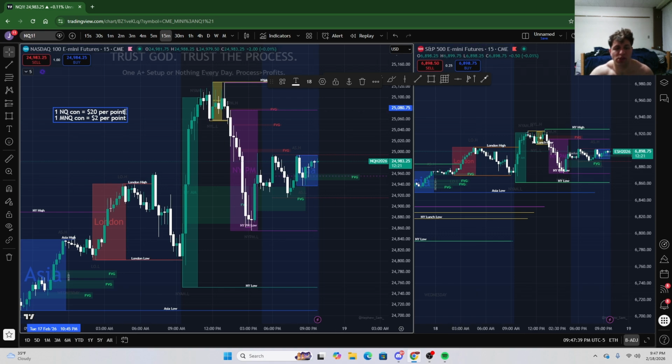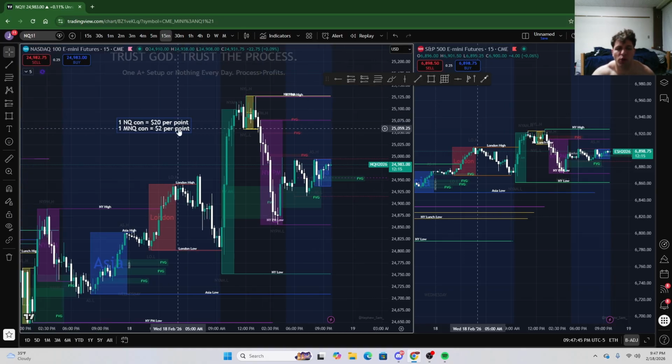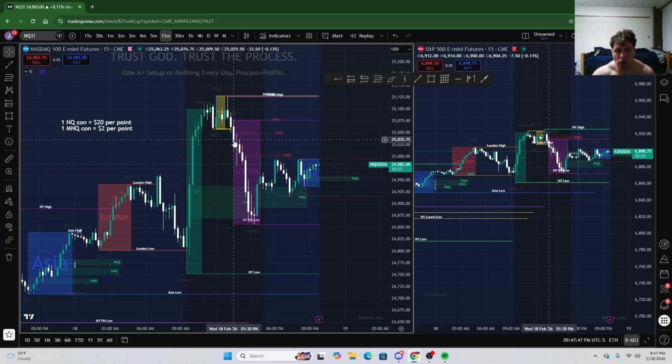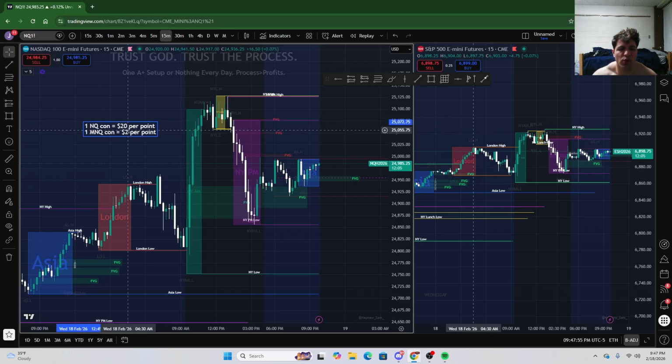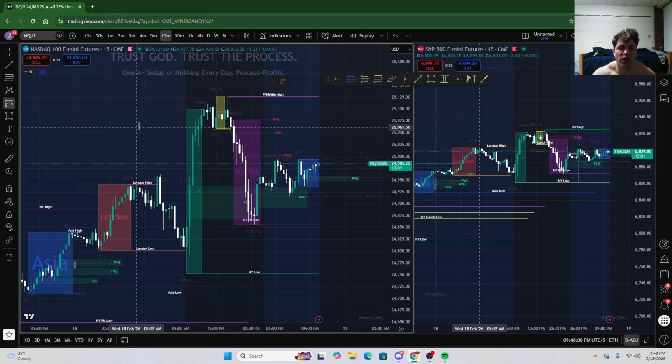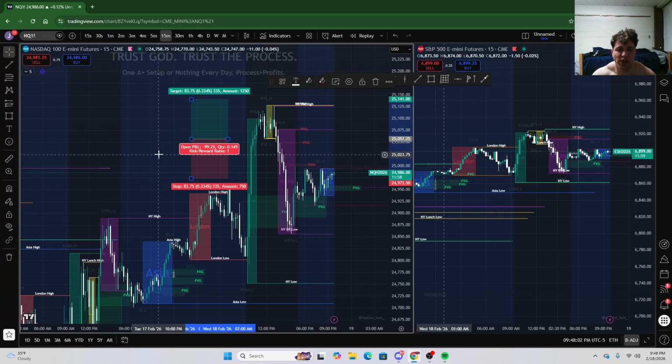You always, like I said, want to chart on NQ. Get your draw on liquidity, get your daily bias, mark out your liquidity levels on NQ. And then you want to execute on MNQ. The reason you want to execute on MNQ is because since it's only a $2 spread per point, you can be very, very specific with your take profit and stop loss.